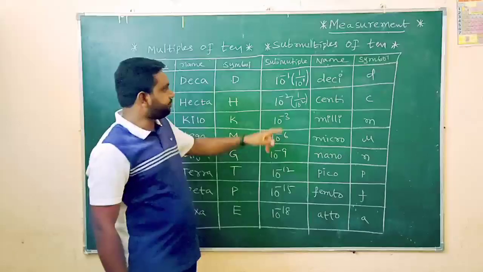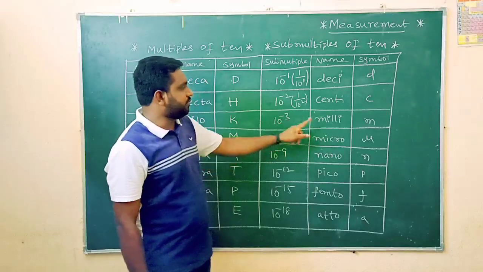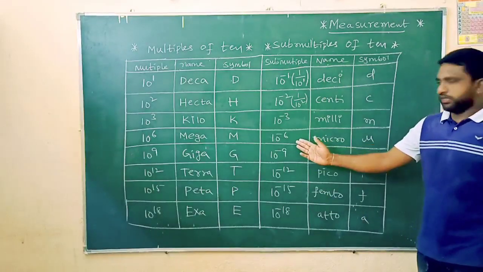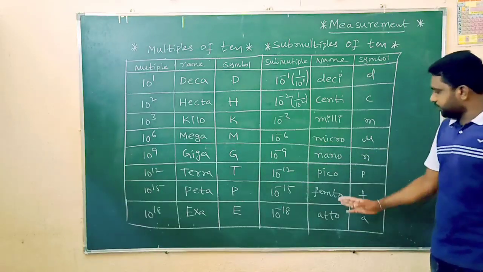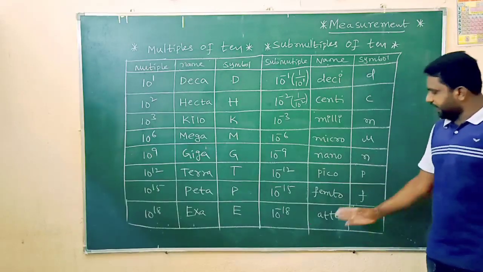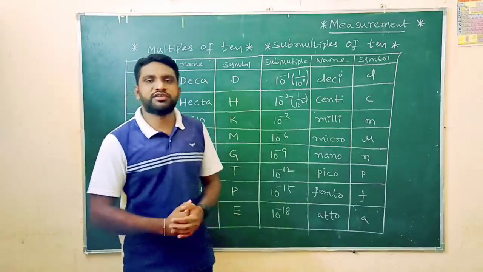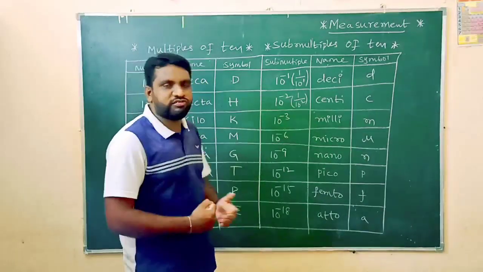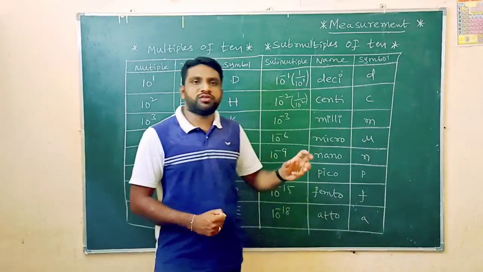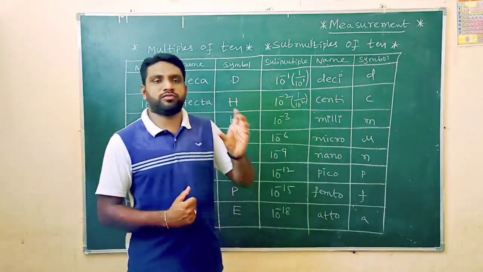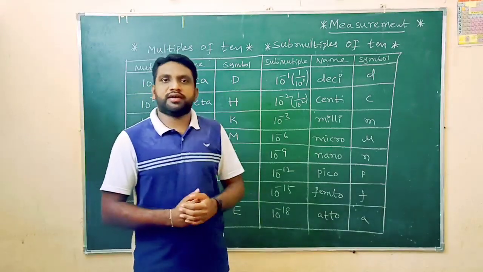So let's just see once again. 10 to the power of minus 1, deci; 10 to the power of minus 2, centi; 10 to the power of minus 3, milli; and at the same time, 10 to the power of minus 6, micro; 10 to the power of minus 9, nano; 10 to the power of minus 12, pico; 10 to the power of minus 15, femto or Fermi; 10 to the power of minus 18, atto. So these are all the multiples and submultiples of 10. So friends, finally in this video, we learned the multiples and submultiples of 10, their specific names and their symbols. These are very important while you solve numerical problems like conversions and many other things. Later on you will learn everything here.